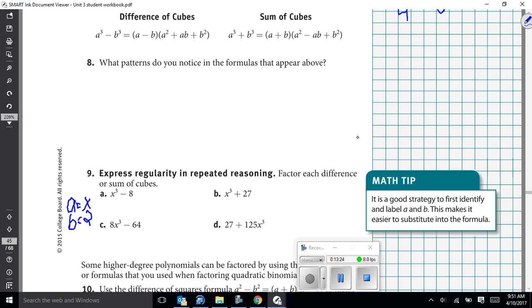So now I'm just going to substitute in x wherever there's an a and 2 wherever there's a b. So I have x minus 2, and then I have x squared plus 2x plus 2 squared is 4. So there's my answer.